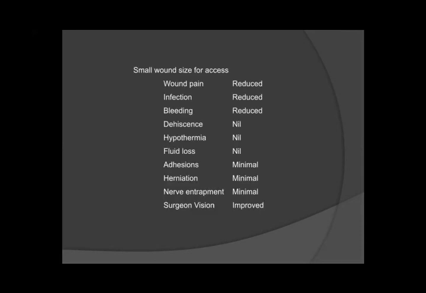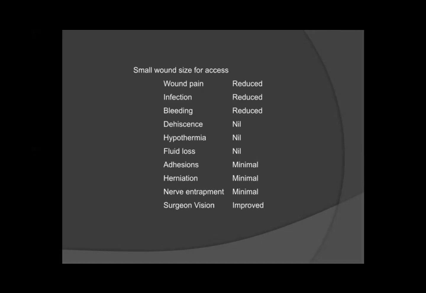Now, small wound size for access. Wound pain is reduced. We're looking at the benefits of the small wound size. Infection, उसके chances reduce. Bleeding automatically reduces. Dehiscence, इसमें dehiscence meaning कि जो wound बंद हो जाना और फिर दोबारा खुल जाना, इसमें nil है. Hypothermia, because there's minimal access, so there's minimal heat escape. Hypothermia के chances कम हैं. Heat इतनी escape नहीं होती, nil. Fluid loss, nil. Adhesions, minimal.